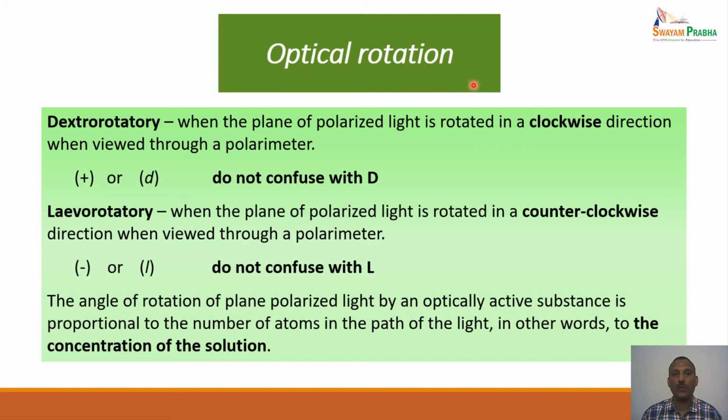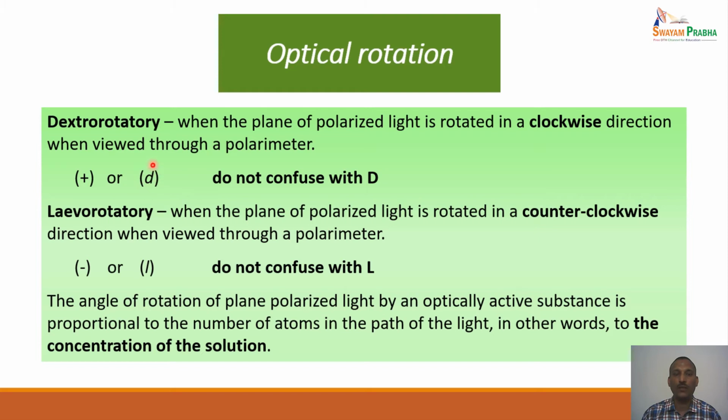So let us look at what is optical rotation. Optical rotation, as we mentioned, has a dextrorotatory or levorotatory. That means when a plane polarized light is rotated in the clockwise direction, it is called dextrorotatory, and when viewed through a polarimeter, we say plus or d. And of course, you shouldn't get confused with the capital D. So here it is mentioned as a small d, and we will see the difference between what is a capital D and a small d.